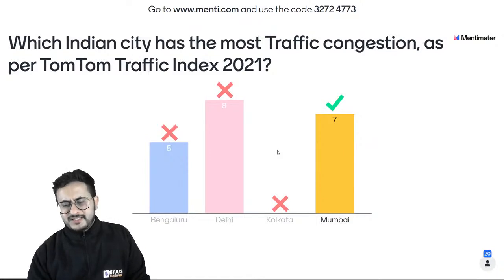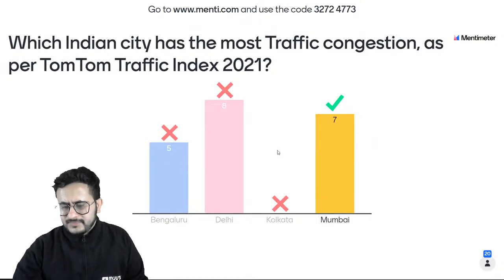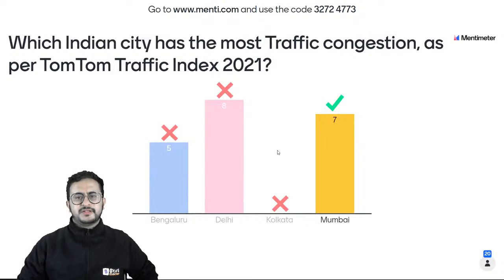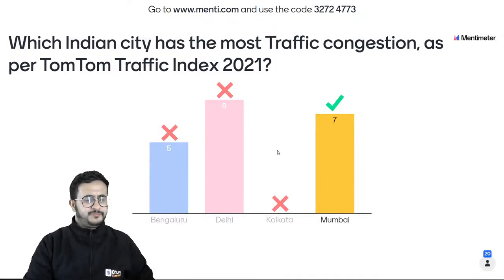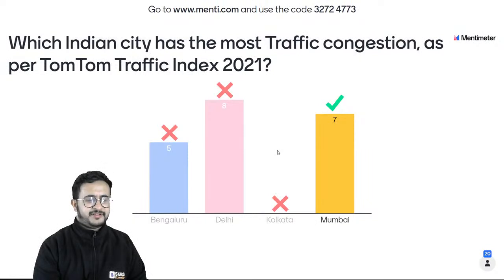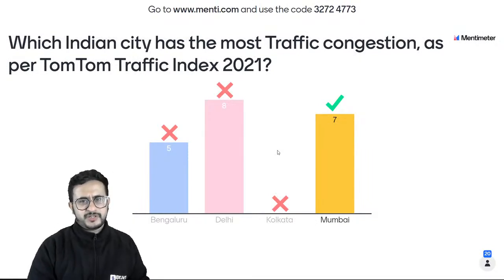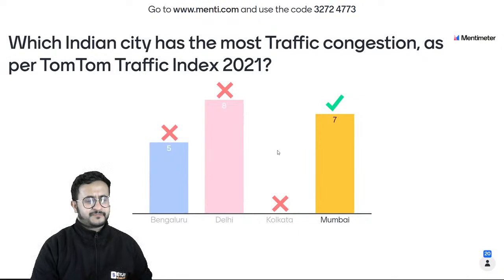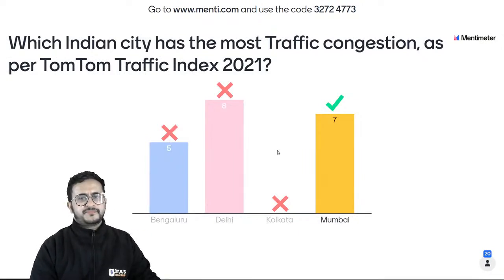As per this, the top in the world was Istanbul in Turkey. If we talk about Indian cities, Mumbai was globally ranked 5. Then Bangalore was ranked 10 globally. Then comes Delhi, ranked 11, and I think Pune was also in the top 25. So Mumbai had the most traffic congestion, globally ranked fifth.